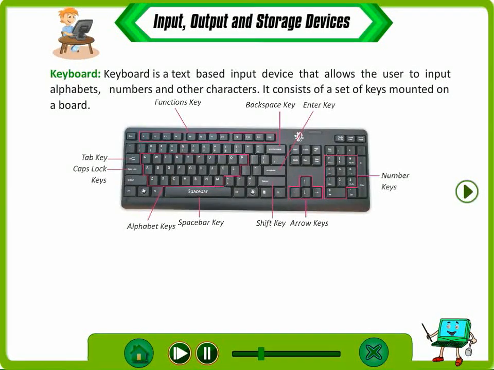Keyboard. Keyboard is a text-based input device that allows the user to input alphabets, numbers and other characters. It consists of a set of keys mounted on a board.